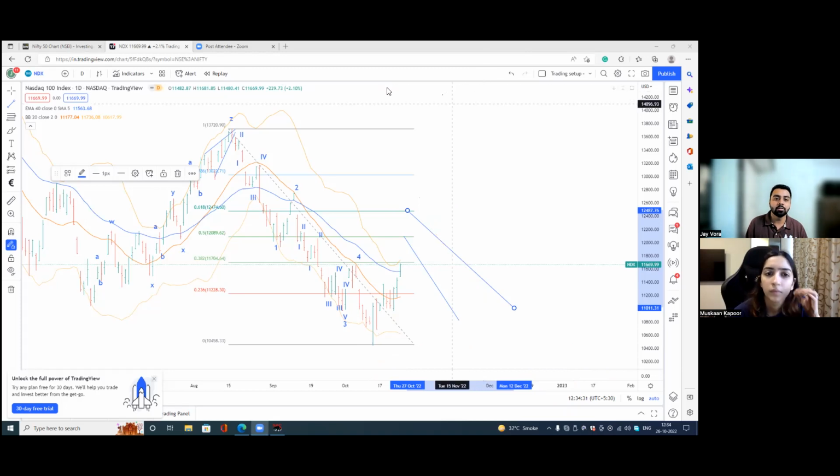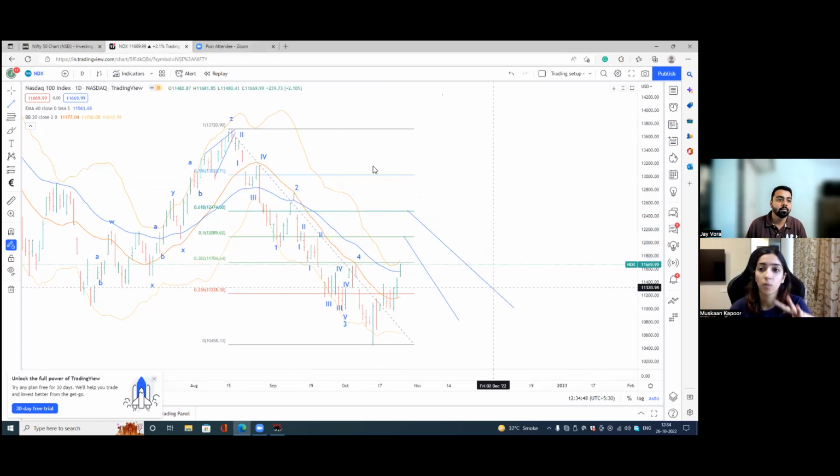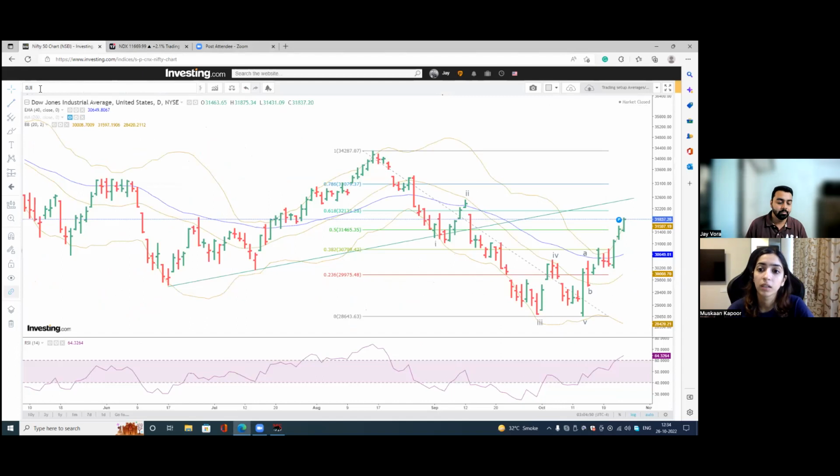And we expect that once this pullback is complete, we are going to see the next leg of correction unfolding. So this is how this market has been reacting. Talking about our own Nifty index, that also witnessed a pullback. What are your thoughts on our own market?